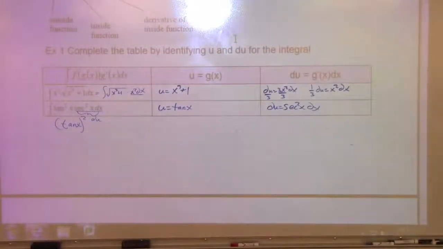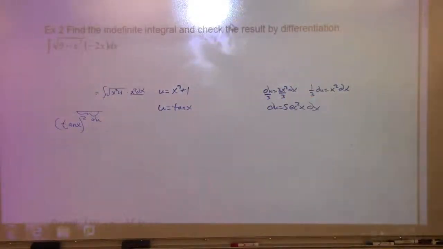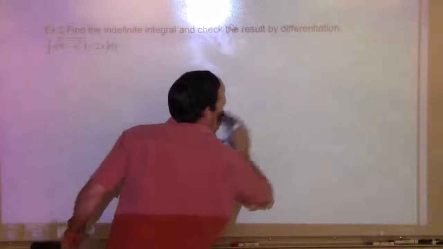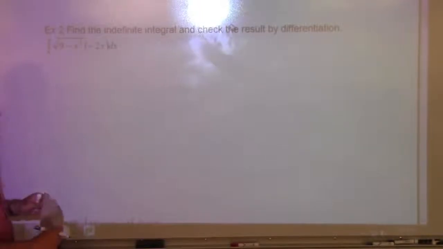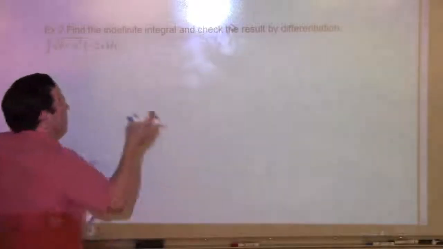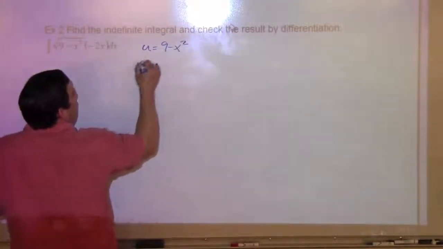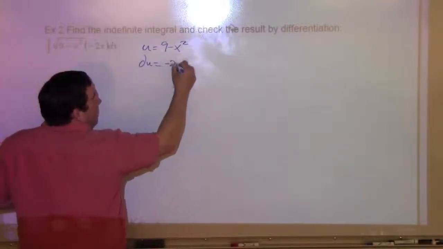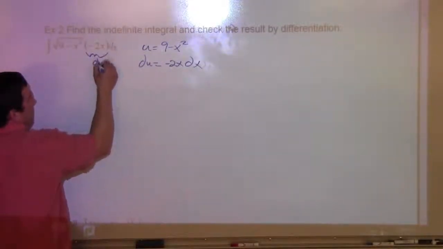Okay, here we go on to the next page here. Find the indefinite integral and check the result by differentiation. Okay, so one, I don't say this is a rule, but it's a good way to start, is make your u the thing under the radical. So if I said u equals 9 minus x squared, du would be, what's this derivative? The derivative of 9 minus x squared is negative 2x, and we put the dx there, so that this portion represents our du.